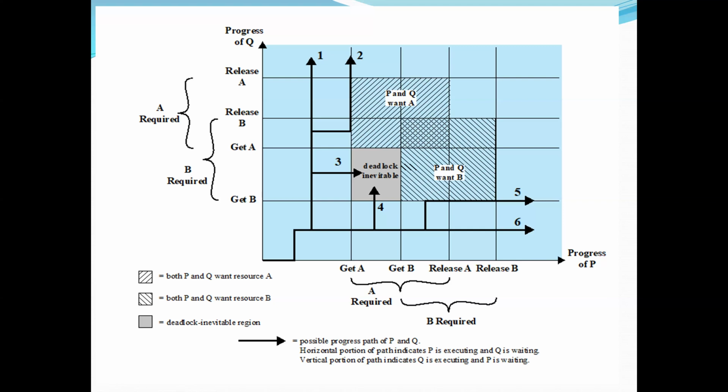The figure indicates the area in which both P and Q require resource A. So that's the section here. And also resource B, both P and Q. Because, again, we are assuming that each process requires exclusion control of any resources, these are all forbidden regions. And it is impossible for any path representing the joint execution progress of P and Q to enter this region.